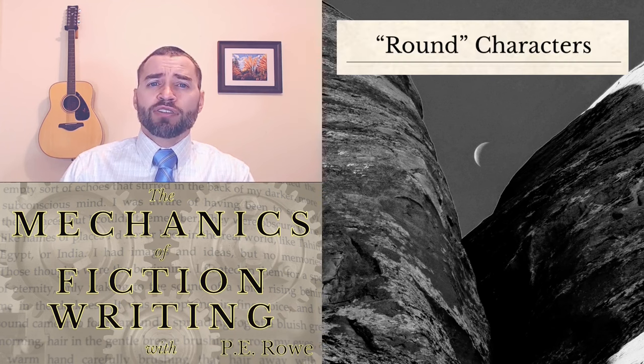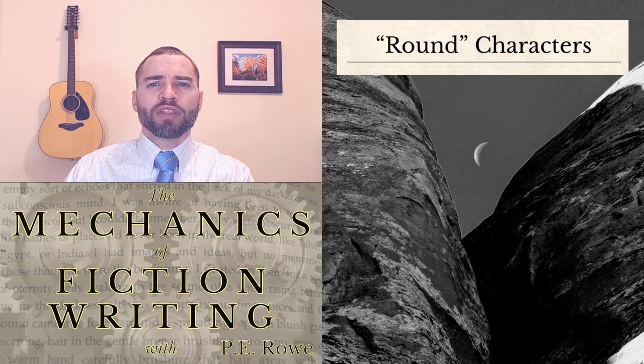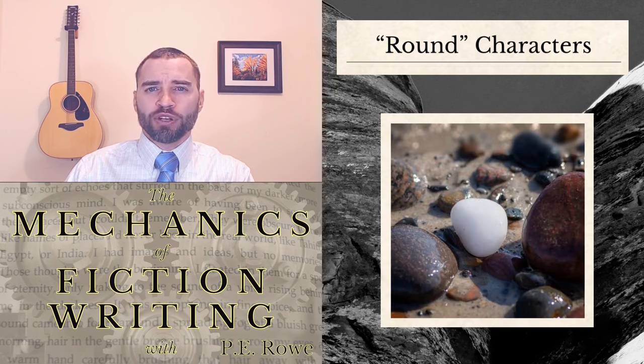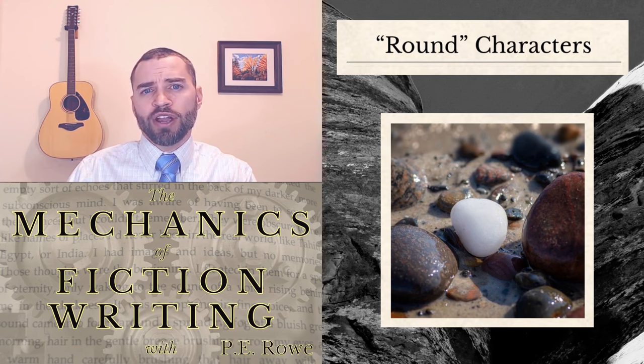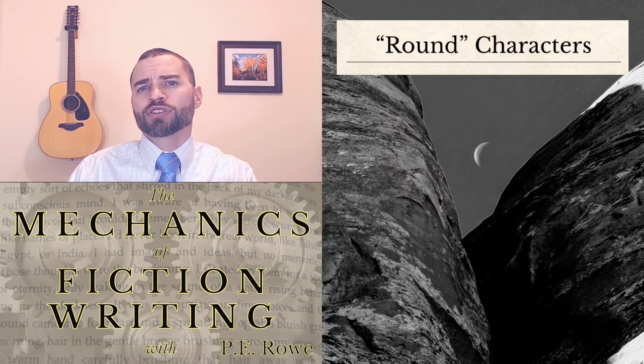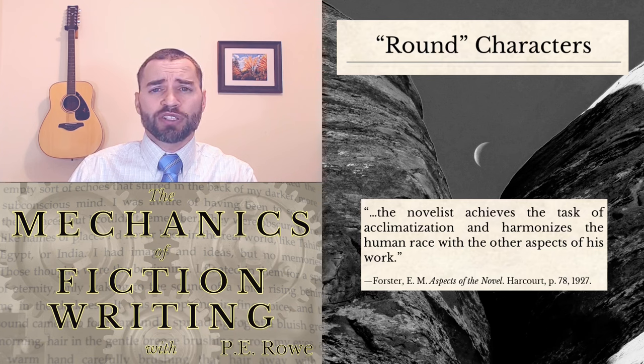A round character, as Forster puts it, has the incalculability of life about it, life within the pages of a book. Their larger literary accomplishments, according to Forster, are that they give the impression of real, fully fleshed out people. And they have the power to move readers, as Forster puts it, to feelings beyond mere humor or appropriateness. With a round character, in concert with other characters, flat or otherwise, Forster states, "The novel achieves the task of acclimatization and harmonizes the human race with the other aspects of his work."